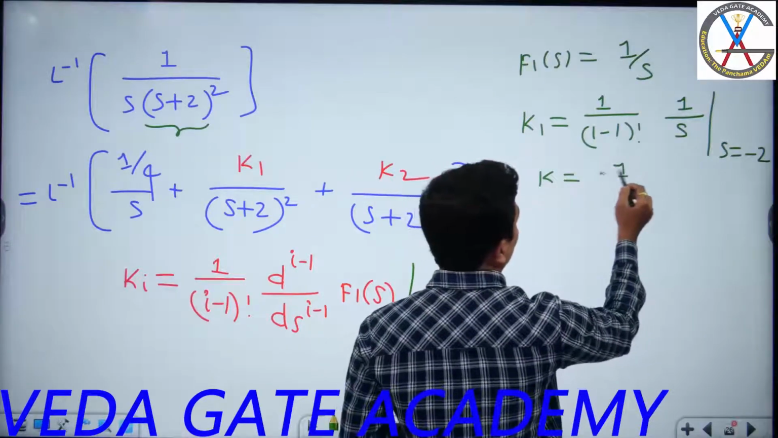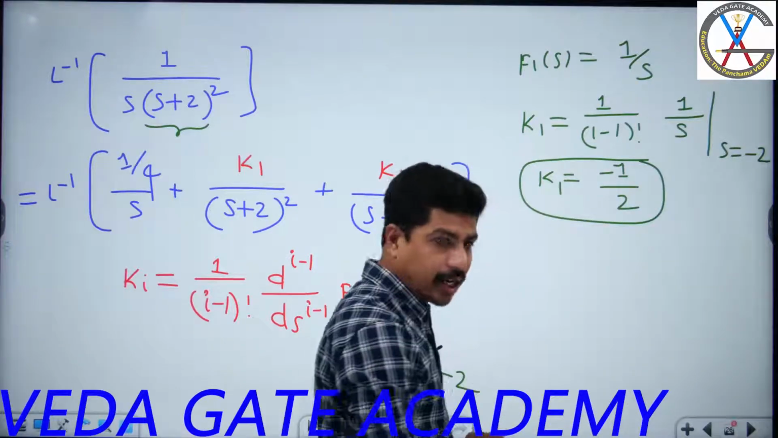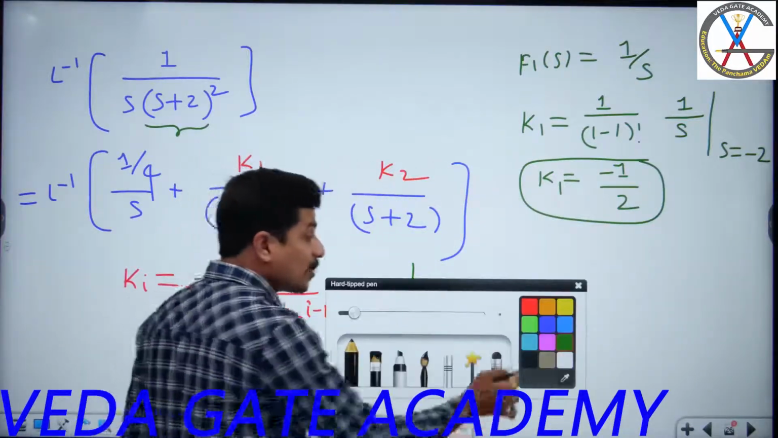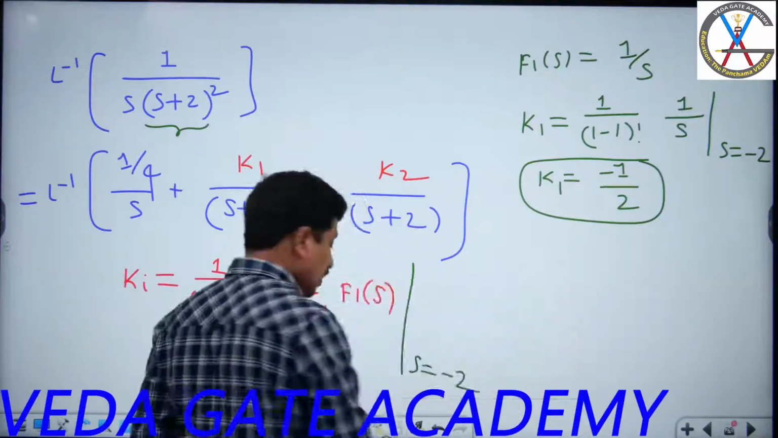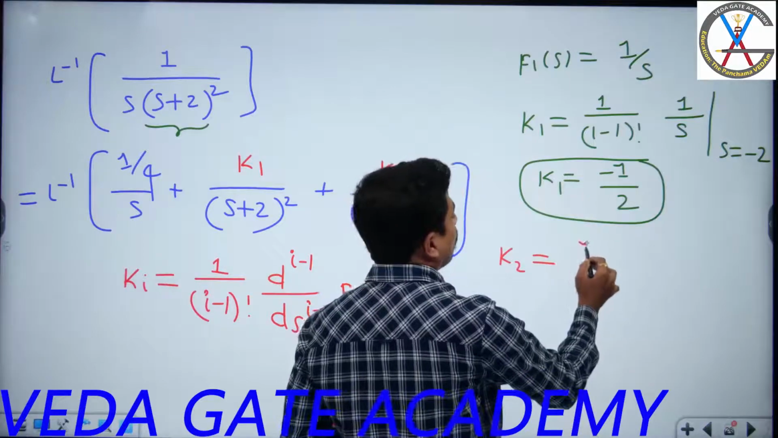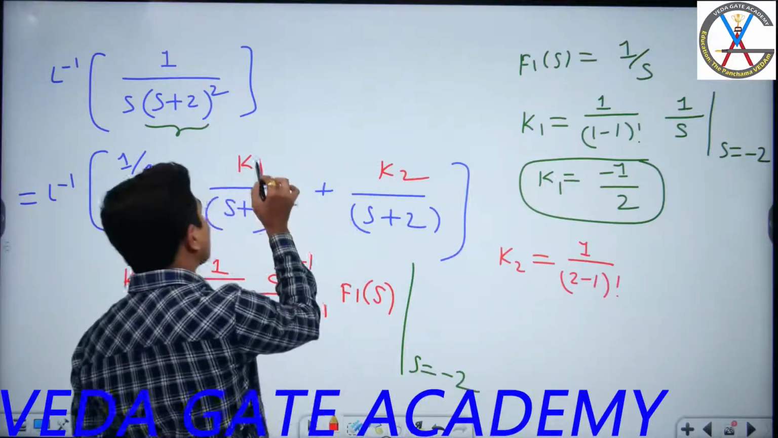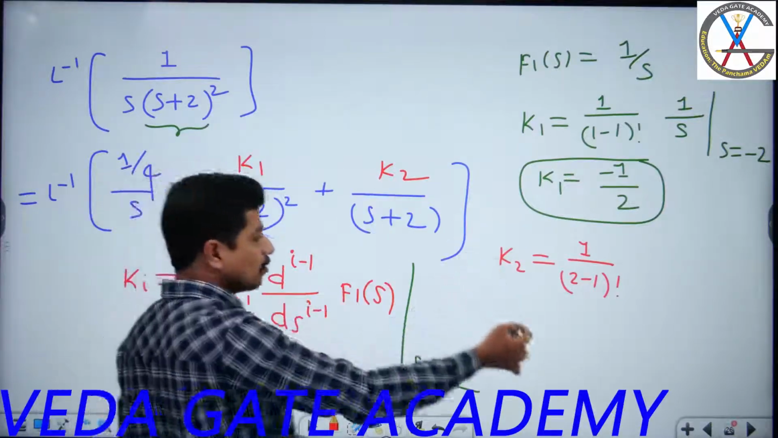K1 is equal to minus 1 by 2. Let's do it for k2 also. We have to get the same answer we got previously by using the general simplification. K2 is equal to 1 by 2 minus 1 factorial, where i is equal to 2 here.